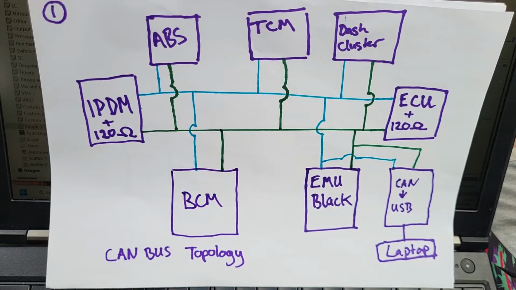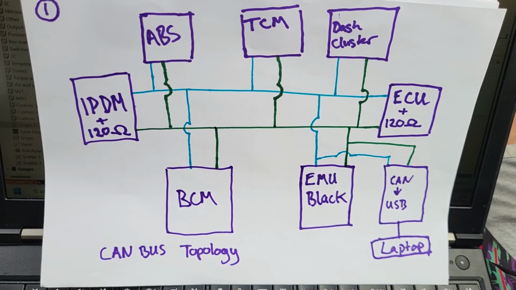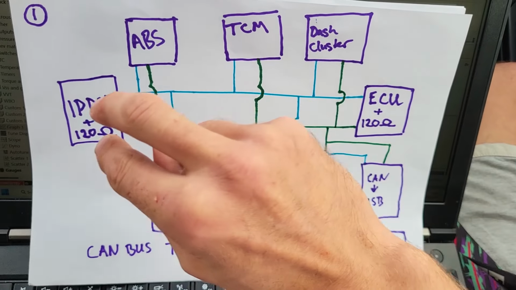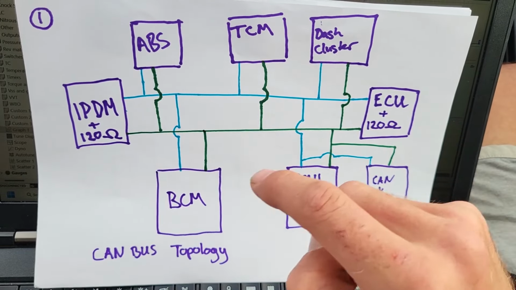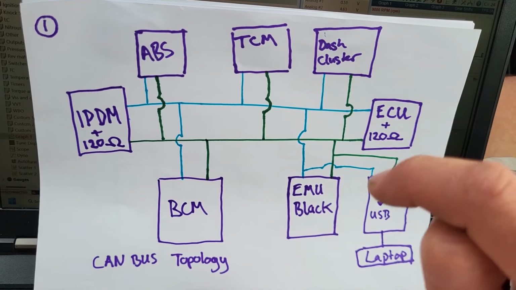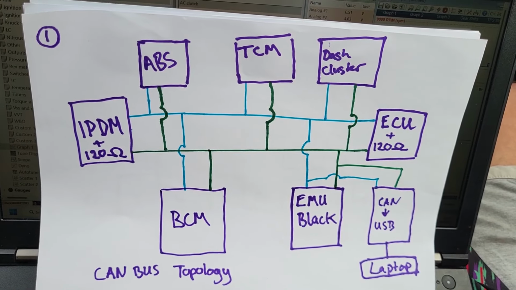Okay, CAN bus works slightly different. We've got a bus, and we can think of that as these two along here. All right, that's our bus, and then all of our devices branch off of the bus or tap off of the bus.